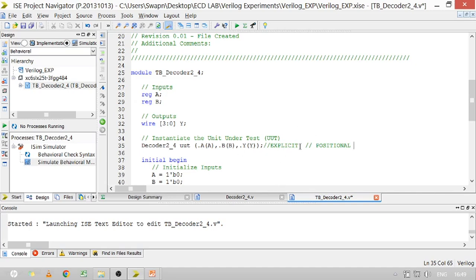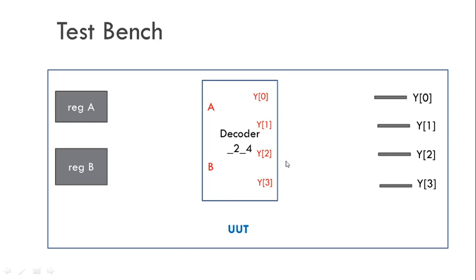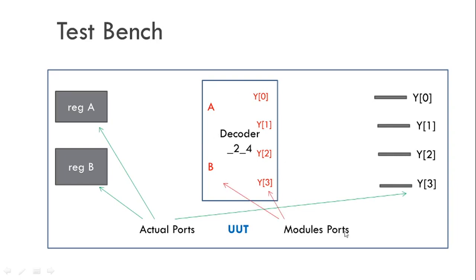To avoid errors, we mostly use explicit or naming port mapping. Right now we understand that reg A, reg B, Y[0], Y[1], Y[2], Y[3] are the actual ports available in the test bench, whereas A, B, Y[0], Y[1], Y[2] and Y[3] of the decoder 2 to 4 are the module's ports. That means whatever design we use here is known as the module, and these are its ports.